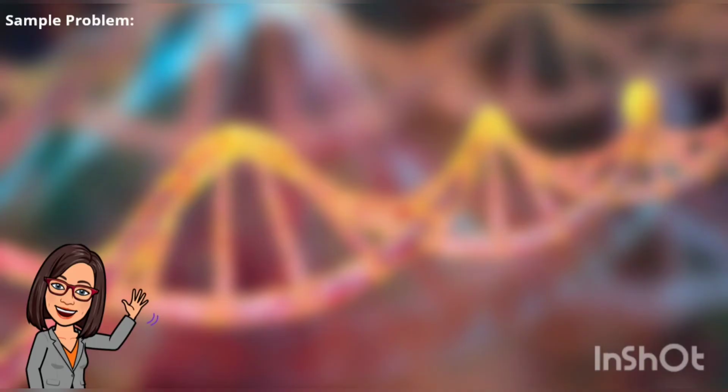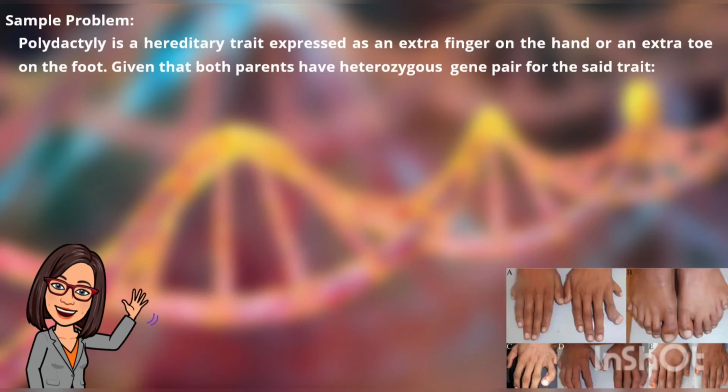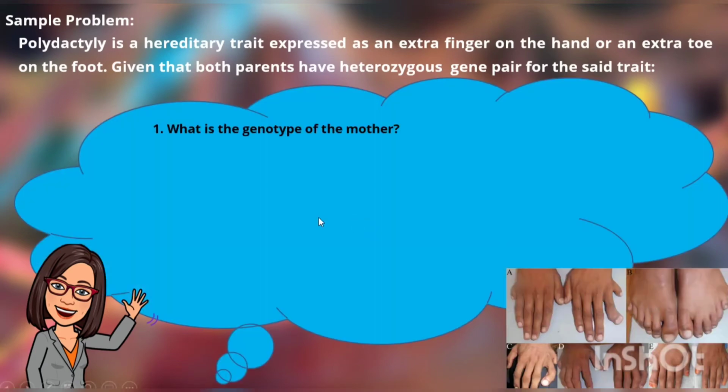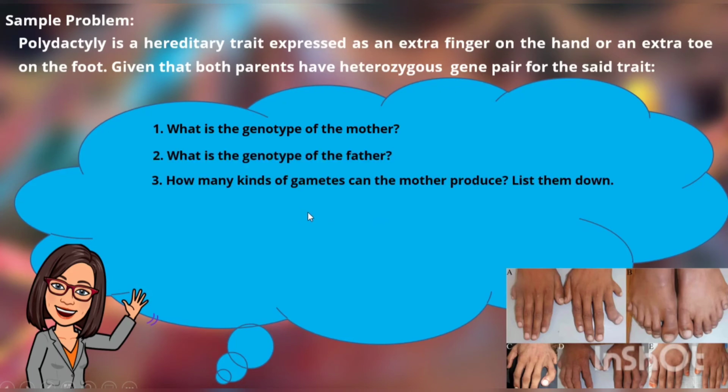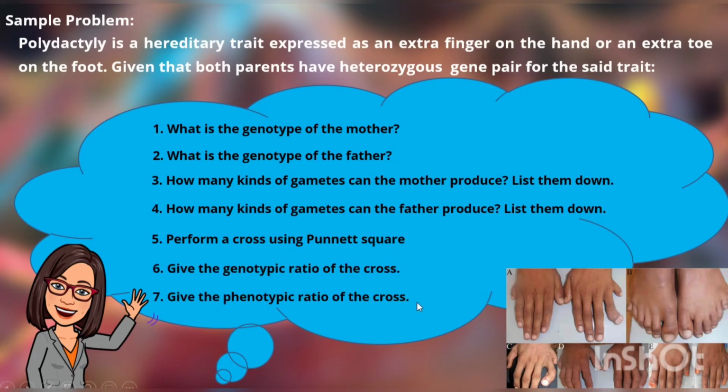Alright. Next problem. Polydactyly is a hereditary trait expressed as an extra finger on the hand or an extra toe on the foot. Given that both parents have heterozygous gene pair for the said trait, so this is polydactyly, what is the genotype of the mother? How about the father? How many kinds of gametes can the mother produce? How about the father? Perform a cross using the Punnett square. Give the genotypic ratio of the cross. Give the phenotypic ratio of the cross. You may pause the video to complete the answers.